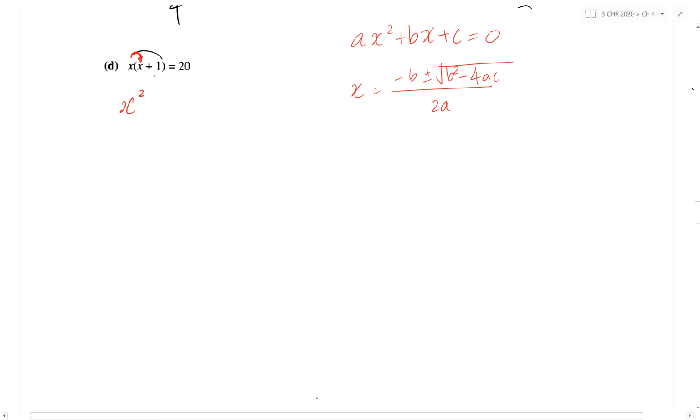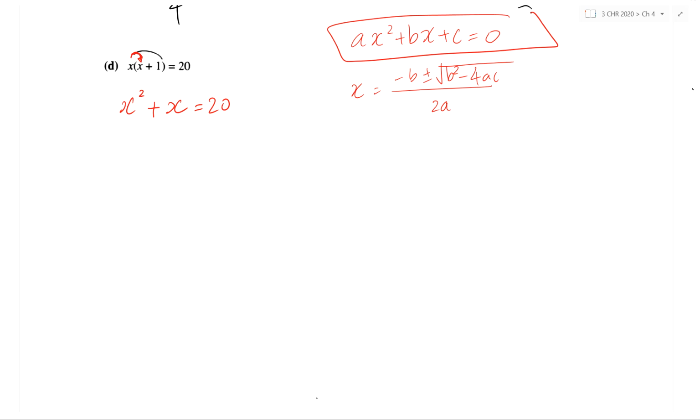Positive x times 1 gives 1x. We don't write the 1 in front of the x. It is understood. So x squared plus x is equal to 20. Is this starting to look more like my ax squared plus bx plus c equals 0? I now have an x squared term. I have an x term. And I don't have brackets anymore, because what I require is no brackets, ax squared plus bx plus c, and the right hand side must be equal to 0.